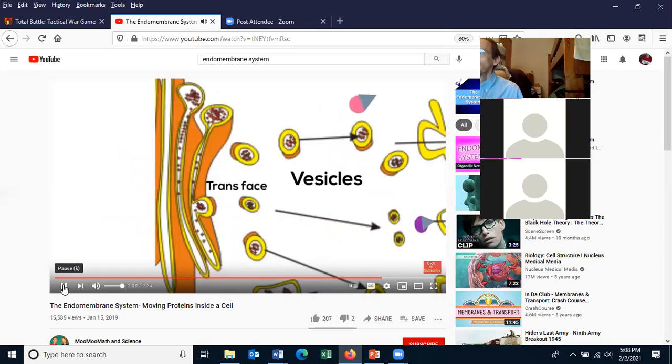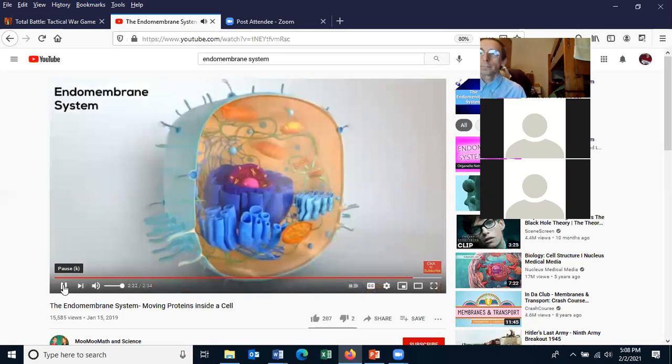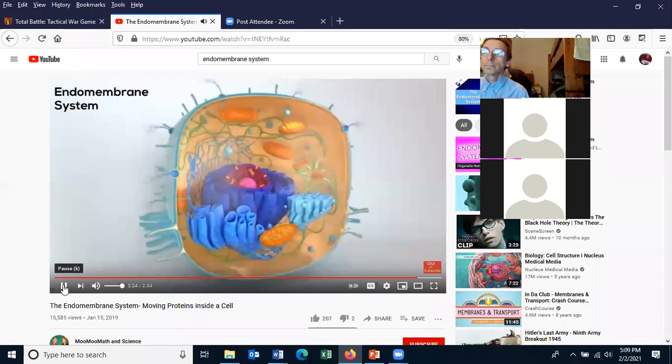Some of these vesicles deposit their contents into other parts of the cell where they may be used, while others release their contents outside of the cell by diffusing into the cell membrane. So there we go, the endomembrane system.